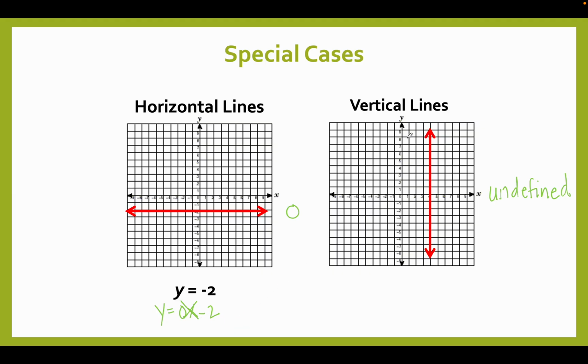Unfortunately, a vertical line does not ever cross the y-axis, so we aren't going to be able to plug this into slope-intercept form because the slope is undefined and there is no y-intercept. So all we need to do here is look at the graph and notice that for any value of y, the x value stays 4, making our equation x equals 4.